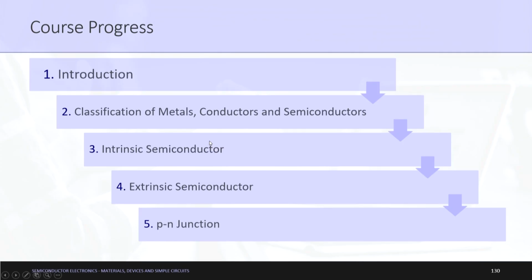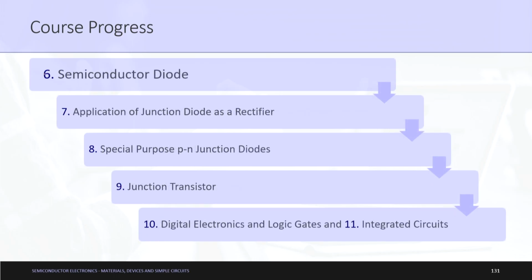As for the course progress, we have completed the introduction, classification of metals, conductors and semiconductors, and intrinsic semiconductors. Extrinsic semiconductor is also completed. In extrinsic semiconductors we understood P type and N type semiconductors. Then in the PN junction we understood the accumulation of both of them. Then in the semiconductor diode we understood reverse biasing, forward biasing, etc. Then the application of the junction diode as a rectifier, full wave rectifier, half wave rectifier and so on. Then in special purpose PN junction diodes we understood Zener diode, photodiode, solar cells, etc.